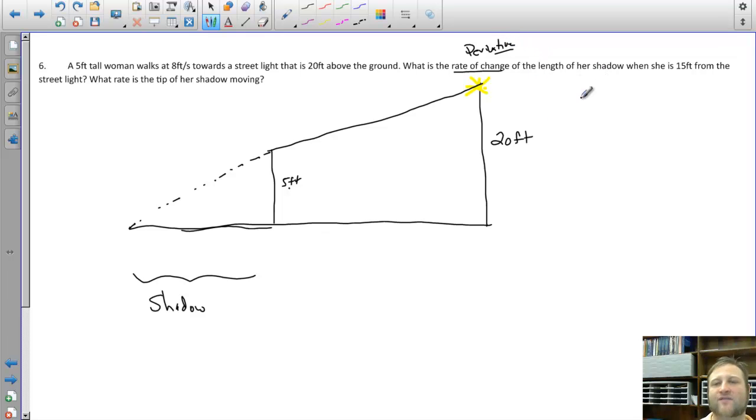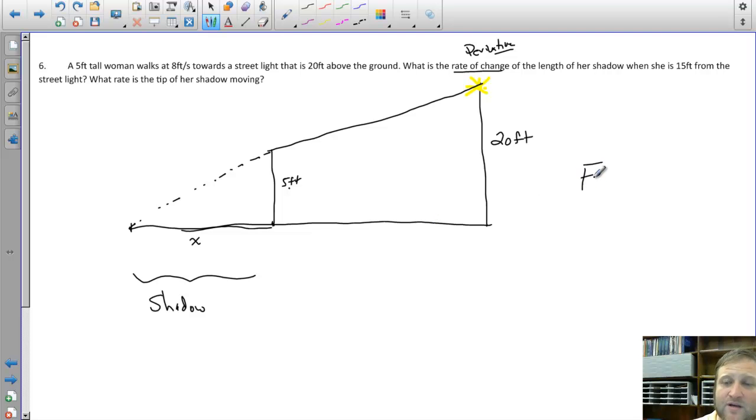We're thinking derivative of the length of our shadow. This right here is our shadow, so I'm just going to call our shadow a value of x. x extends from the woman to the tip of her shadow. The shadow is just x, and we want to find the rate of change in length of the shadow.